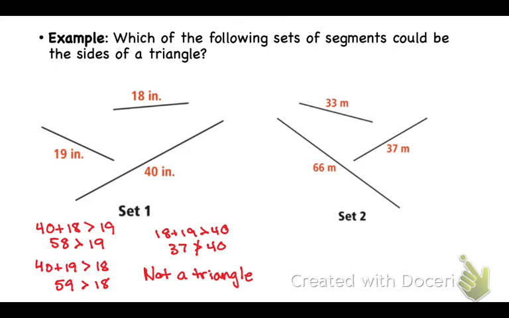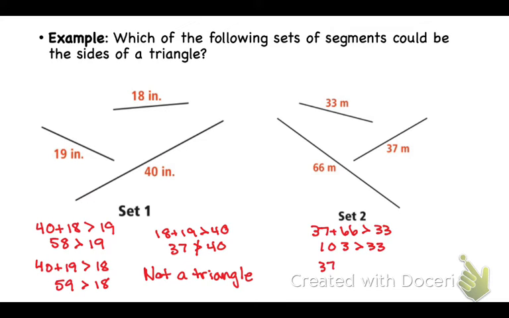Okay, why don't you try the next one on your own? Oh, wait, you don't have to. We'll do this one together. So what do you want to try first? Which ones do you want to put together first? 37 and 66. Okay, so 37 plus 66. Well, that's obviously going to be greater than 33 because 66 by itself is greater than 33, right? So 103 is greater than 33.